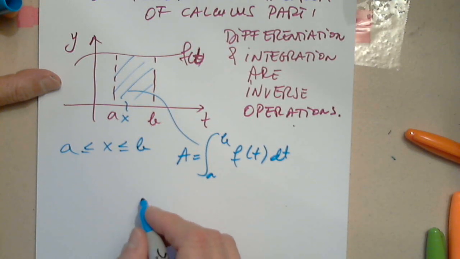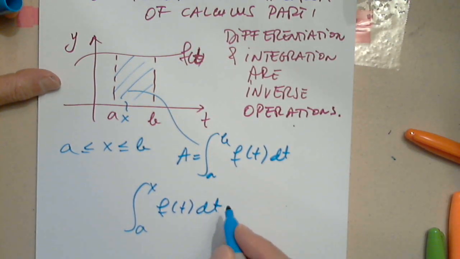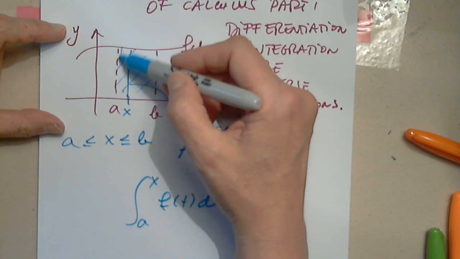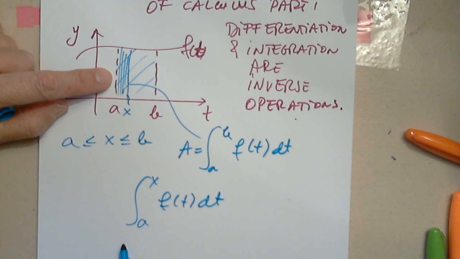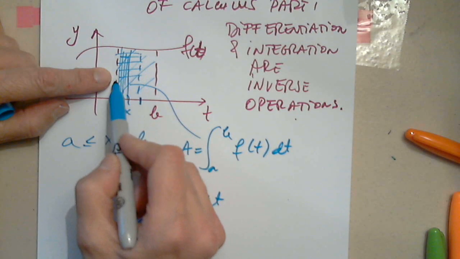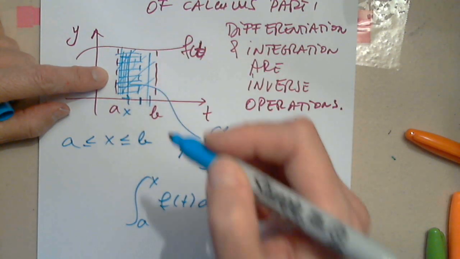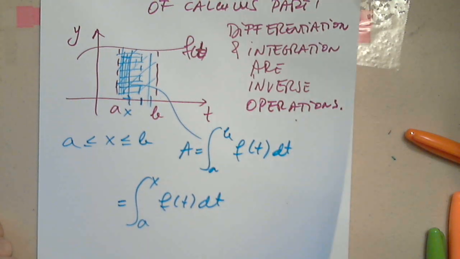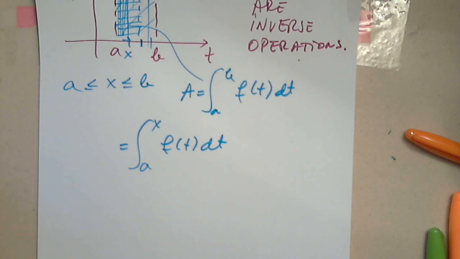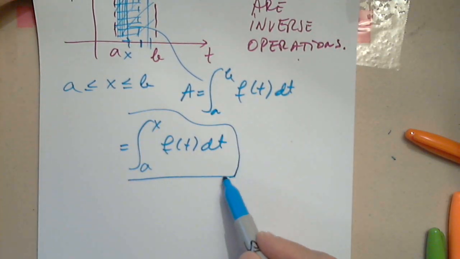So for example, if I look at the integral from a to x of f of t dt, what will this mean? Well, if x is here, it will mean this area. If x is here, it will mean this area. If x is here, it will mean this area. So what did we create? If for every x value we determine a new output, what do you think this is? What does it represent?